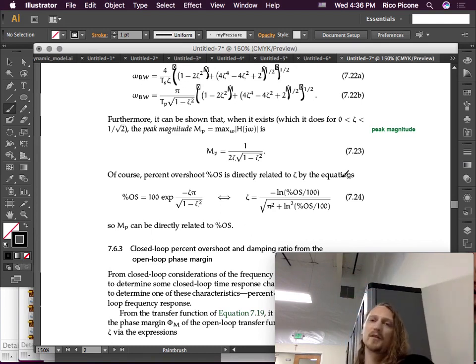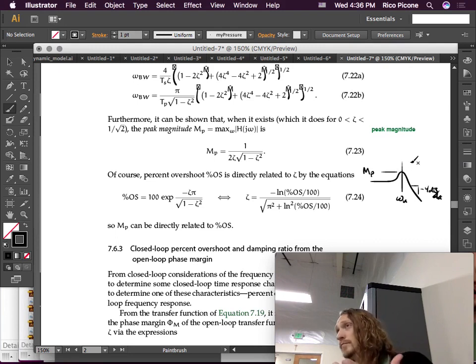response curve. That second order magnitude response curve starts out at 0 dB, right, for low frequency, and then it has itself a little peak here, and then it rolls off at negative 40 dB per decade, right? Where this peak occurs near the natural frequency. And MP then is that height. So we can relate that height directly to the percent overshoot of the time domain response. This is frequency domain stuff, right? We relate that directly to the time domain response of the system, percent overshoot of the system.